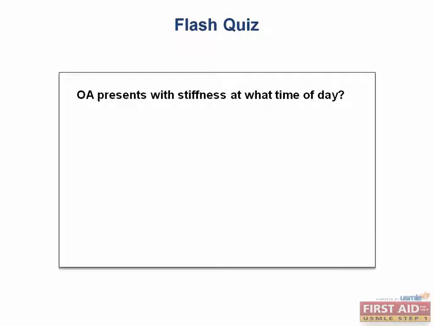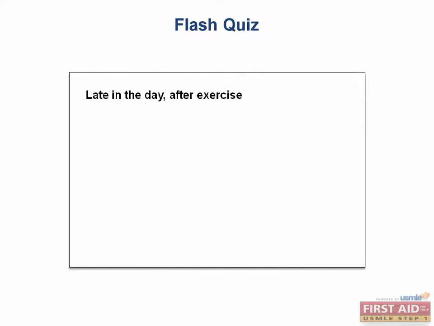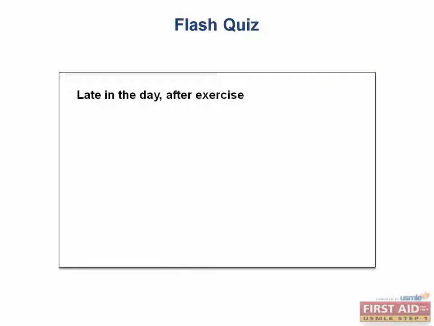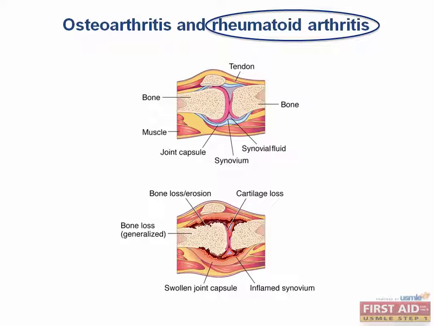Flash quiz. OA presents with stiffness at what time of the day? Classically, it's late in the day after exercise. Let's take a closer look at the joint in RA. Here we see increased synovial fluid and pannus formation. The key here is that the joint is being degraded instead of forming osteophytes and filling the joint space as seen in OA. Clinically, the physical exam and radiographic findings can be very telling for RA.